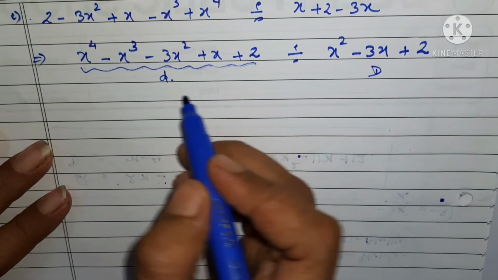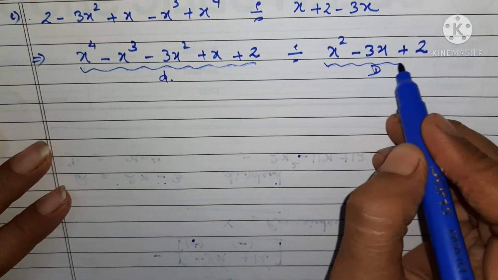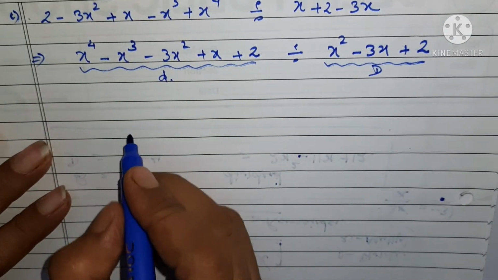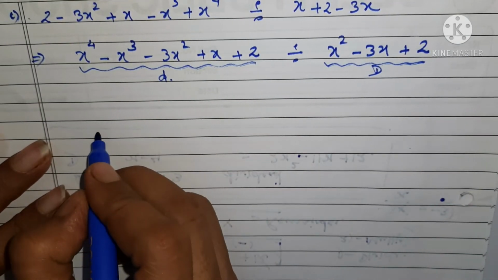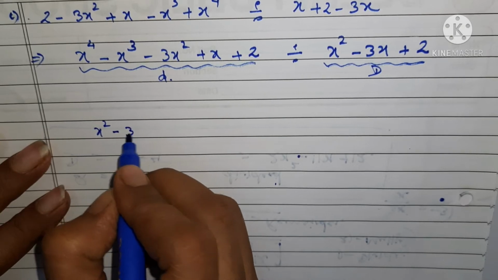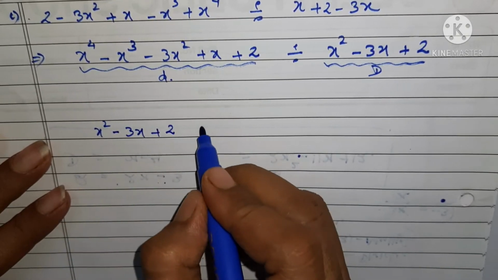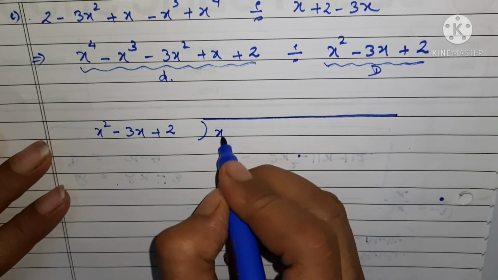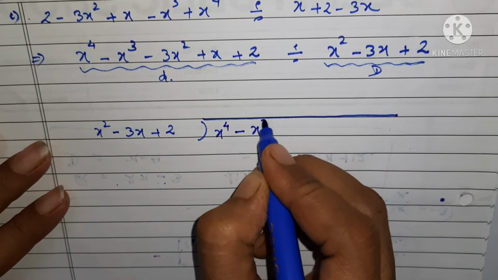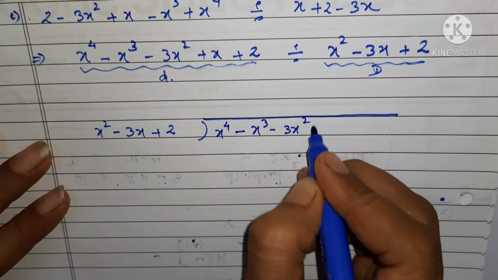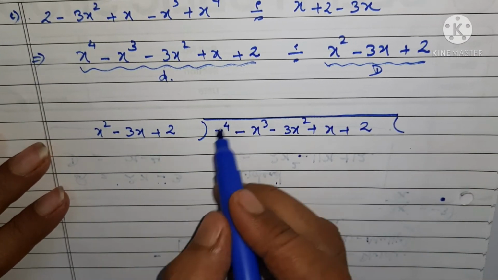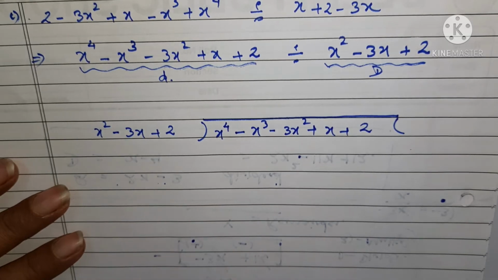Okay, dividend we show with small d and divisor with capital D. So this is dividend, this is divisor. Let us write what we are having here. X square minus 3x plus 2 is the divisor of x to the power 4 minus x cube minus 3x square plus x plus 2, and then you are going to start with your division now.